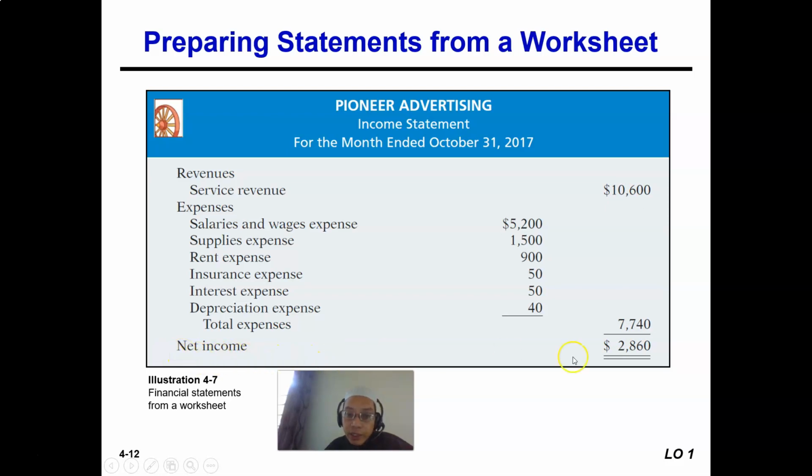So you write here net income, and this is the difference of 10,600 and 7,740. So the difference is 2,860, and we put a double underline here. That's the final figure, or in other words, we say this is the bottom line of the income statement. Okay, so that's how we prepare our income statement from the worksheet.